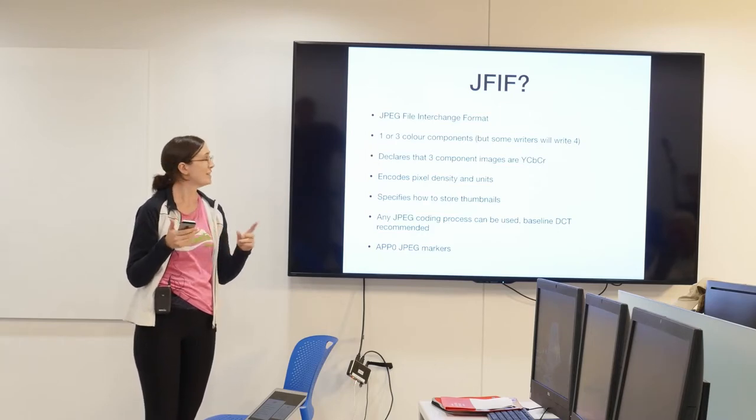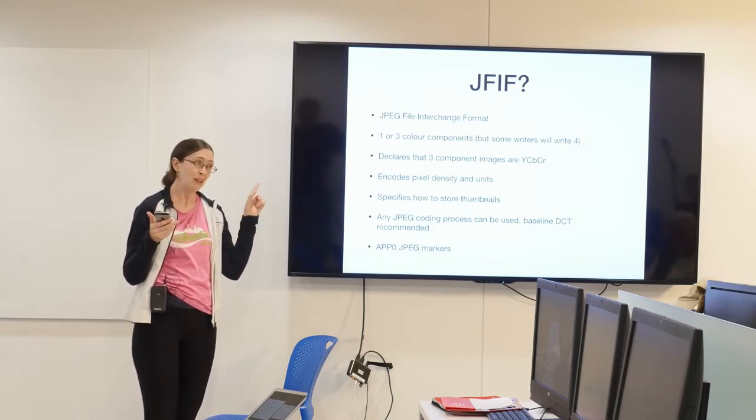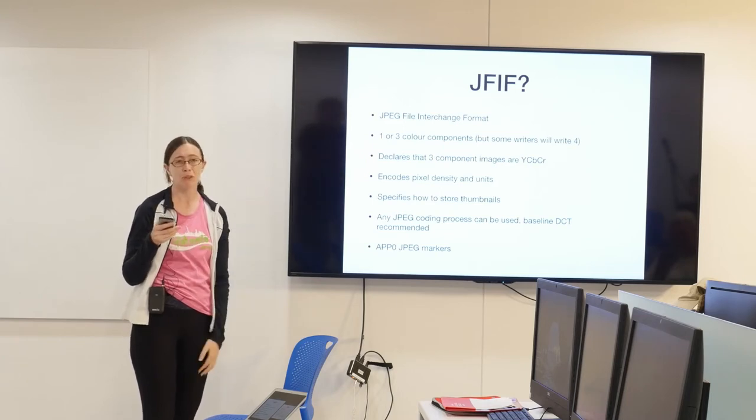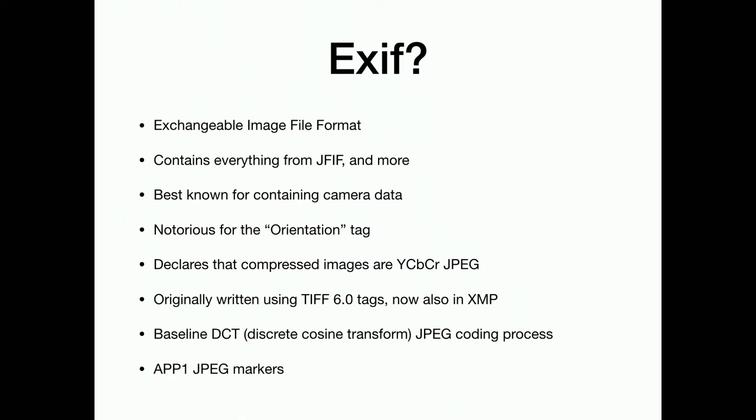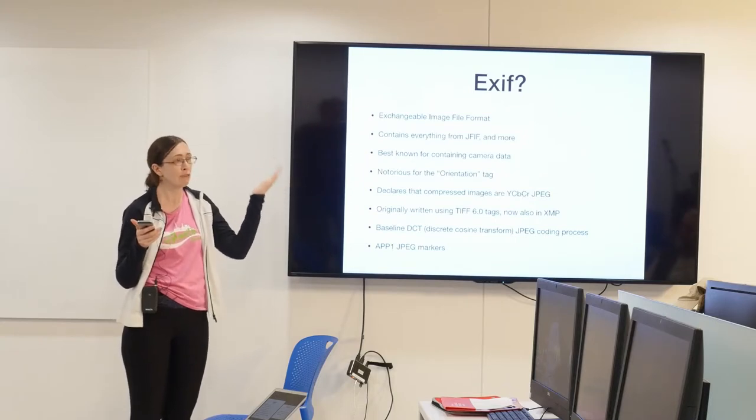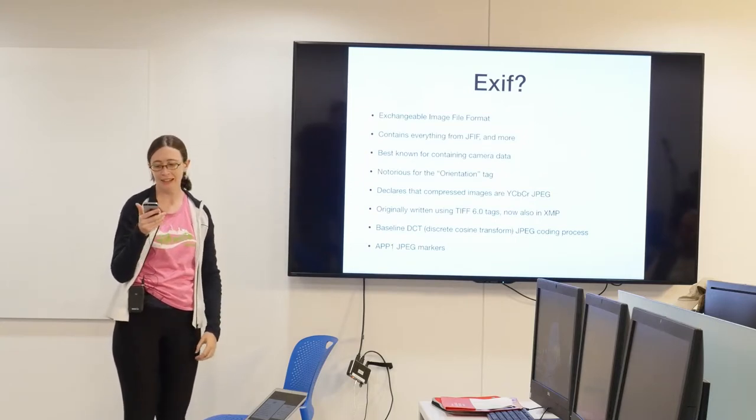And yeah, I do say that some writers will write 4. Adobe does their own thing. CMYK, they embed their own separate metadata. So, EXIF. Yes, best known for the camera metadata, but you can also store TIFF or JPEG files inside of it. And starting with CS5, Photoshop even used it instead of JFIF for containing your JPEGs. It's found typically in the first APP1 marker in a JPEG file.